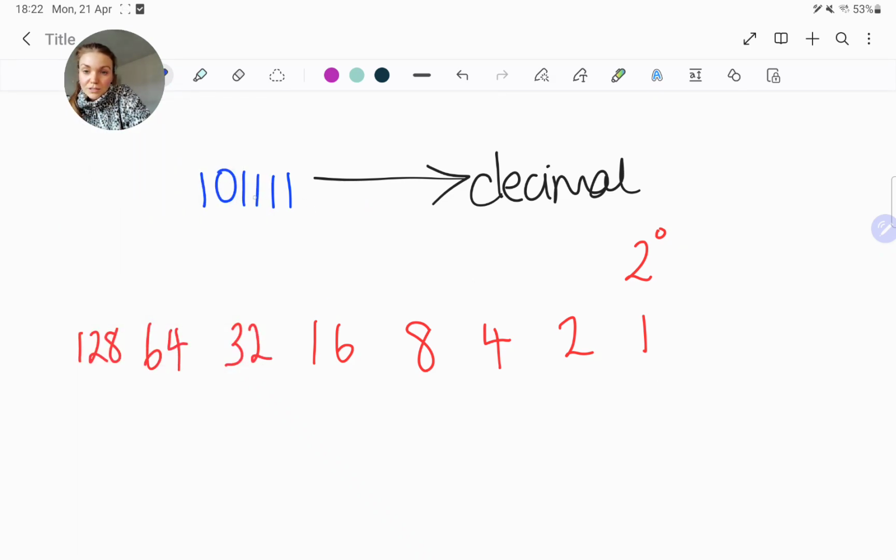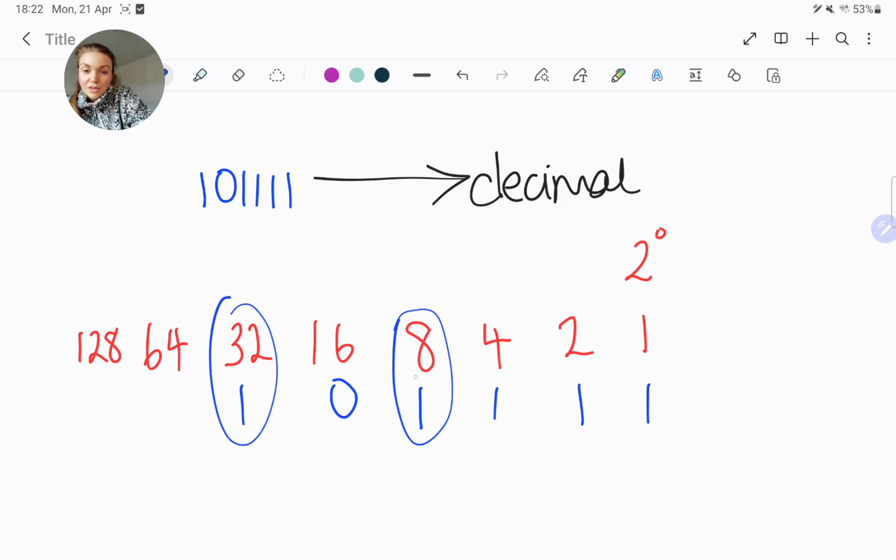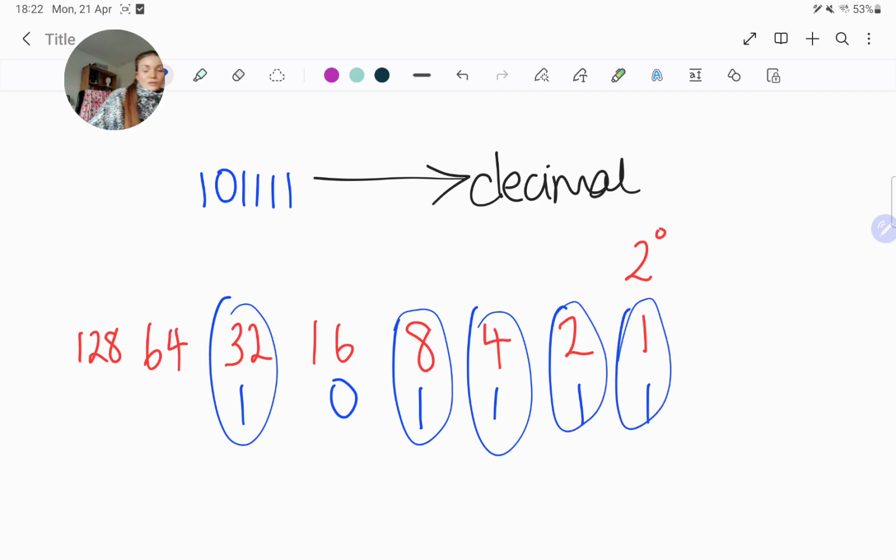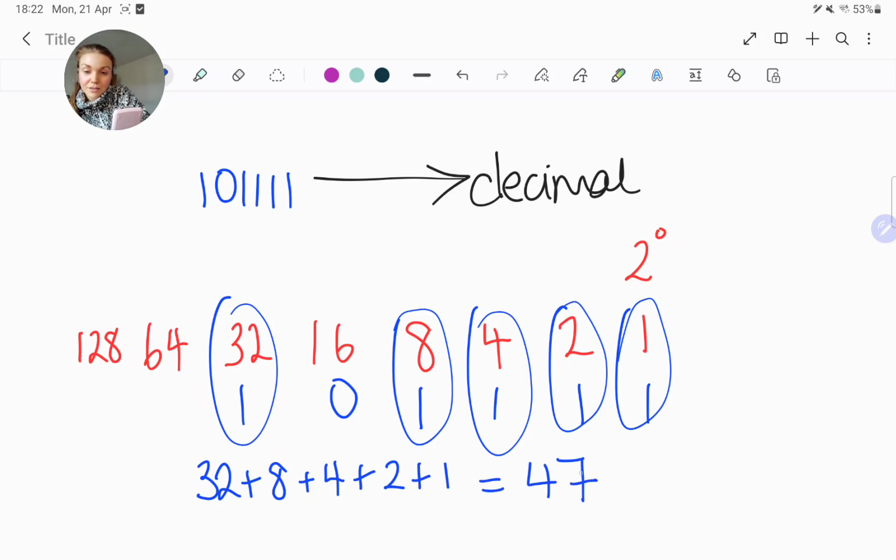Let's write our binary number in. Again, backwards. So 1, 2, 3, 4. 0, 1. So 32, 8, 4, 2, and 1. I'm just going to add this in my calculator. So we've got 32 plus 8 takes us to 40, plus 4 is 44, plus 2 is 46, plus 1 is 47. Oh, didn't need the calculator. So that as a decimal is 47.